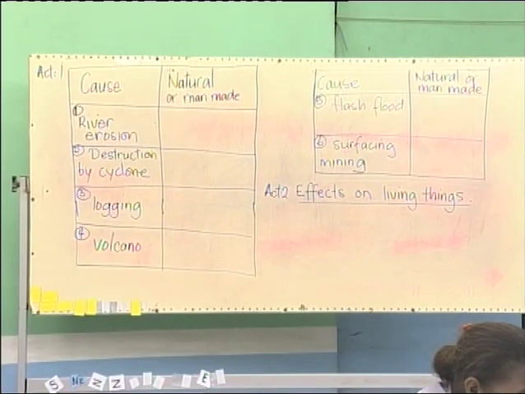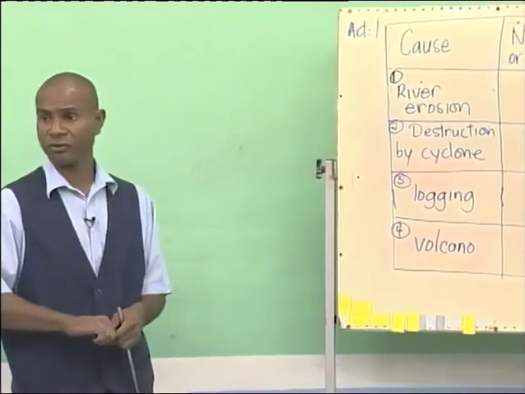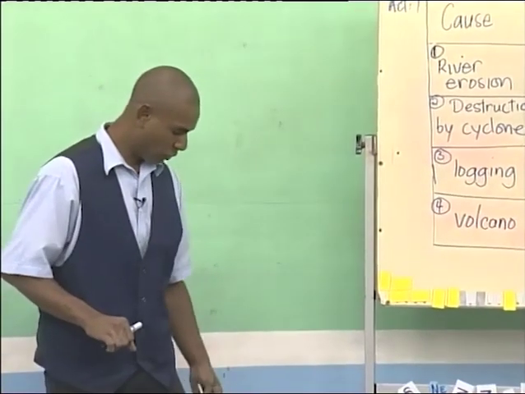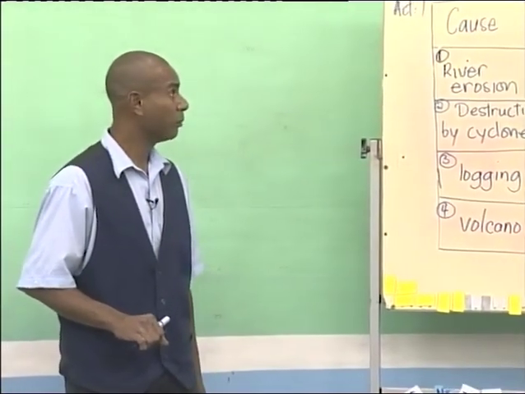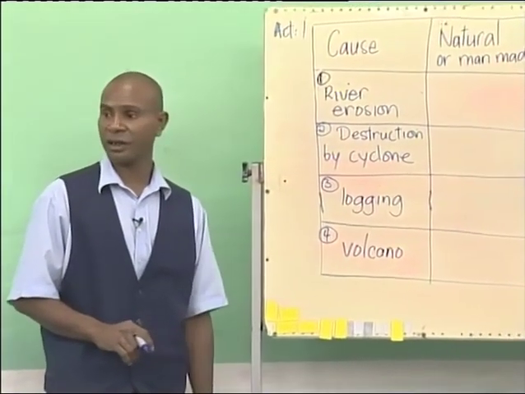So let's have Samuel, the first one to tell us, identify whether river erosion is caused by man or is it natural. Emmanuel, then we have Michaeline.